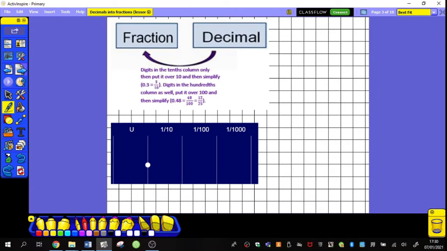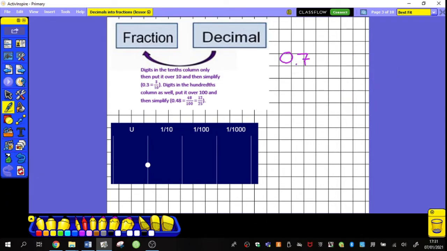So here is my help sheet. Decimals back to fractions. Digits in the tenths column only, I need to put over 10 and simplify. So if I have 0.5, then if I put that into my place value grid, I know that that 5 represents 5 tenths. And that says everything I need to hear. So I know that I have 5 tenths. Now 5 tenths can be simplified very easily to a half by dividing the numerator and the denominator both by 5.